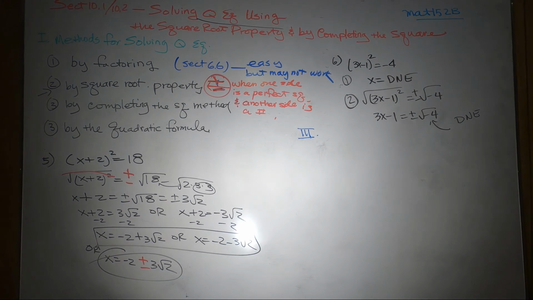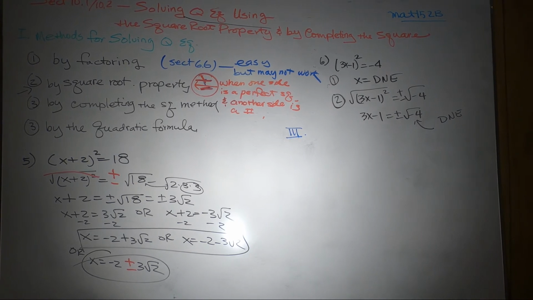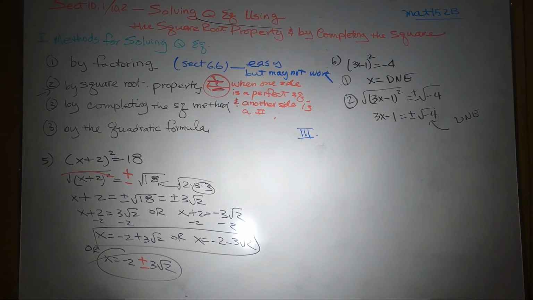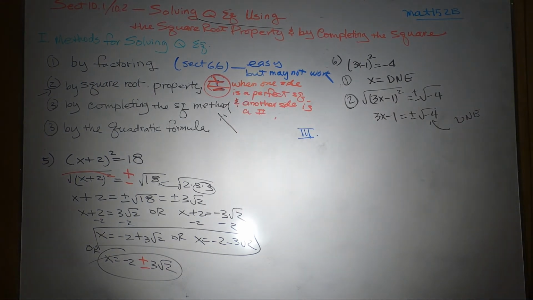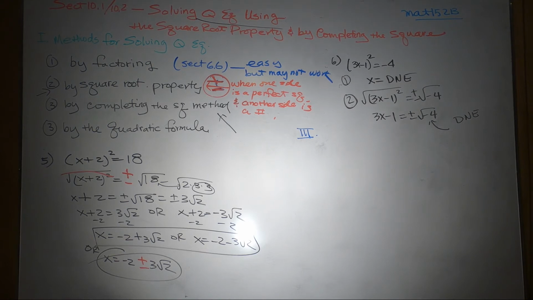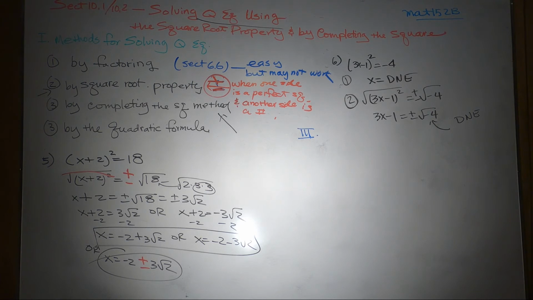So we did the second method, solving quadratic equations by using the square root property. Okay? Now we are going to do the completing the square method. This method is kind of complicated, but we need to understand the background of it so you can do circles and ellipses later on in your 154A class. So we need to learn that skill.